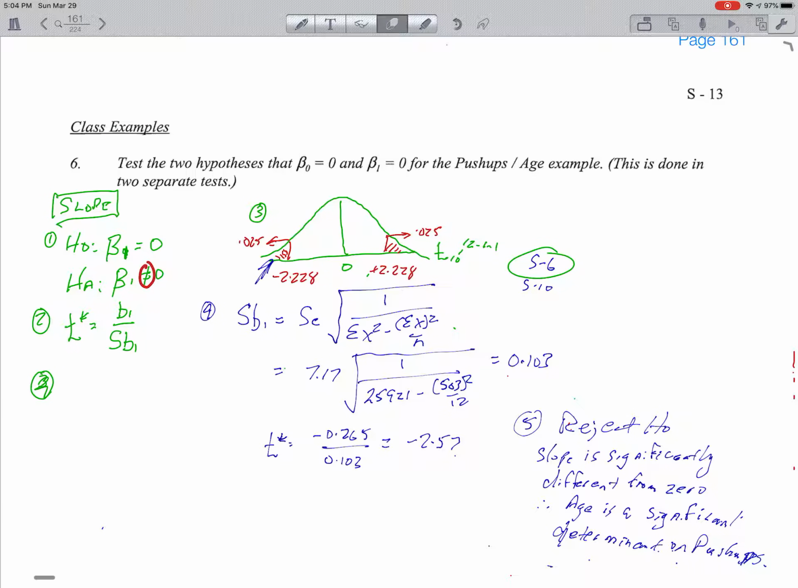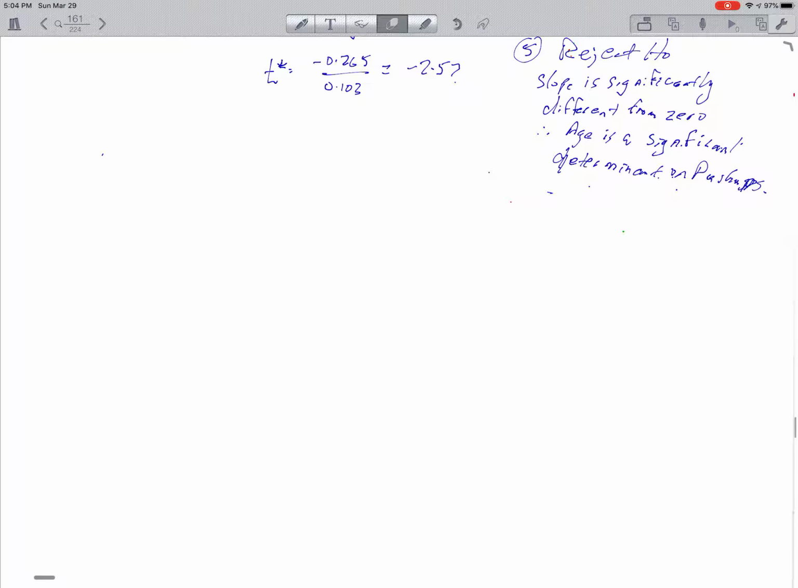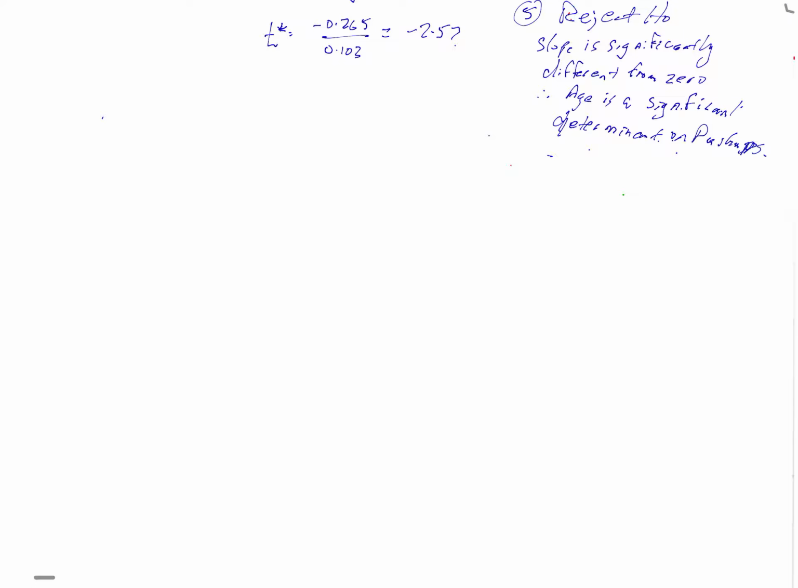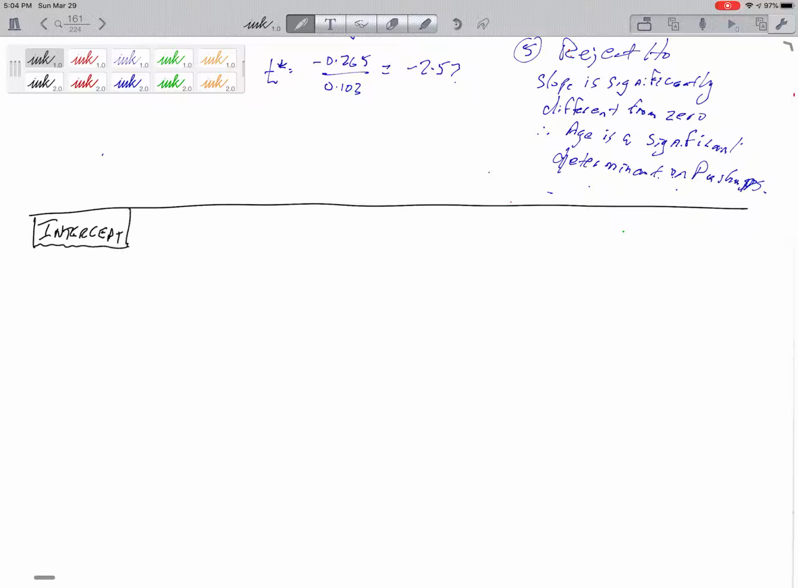So that's how you do the formal test here for the slope. Now let's take a look at the intercept. So I'm just going to put a line across here. All right, so let's take a look now at the intercept. And in this case, we're going to test that the intercept is equal to 0 against the alternative that the intercept is not equal to 0.